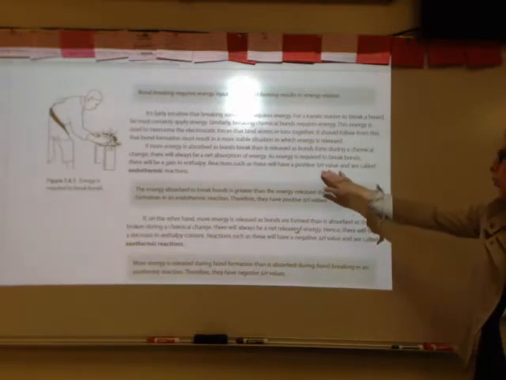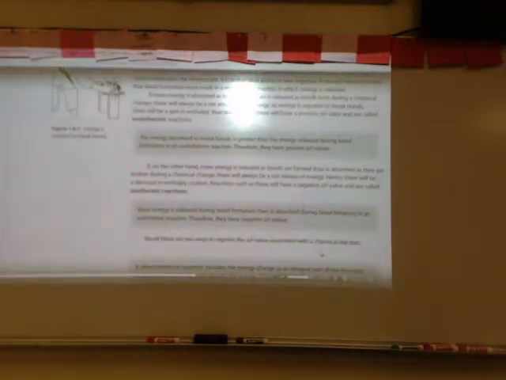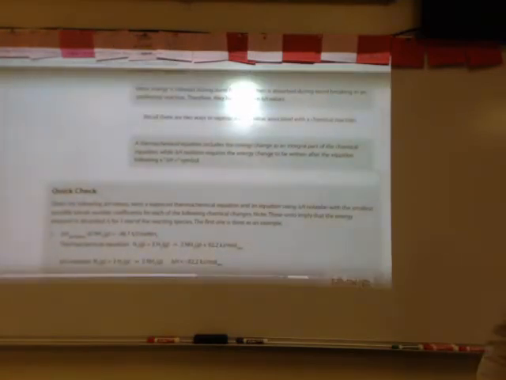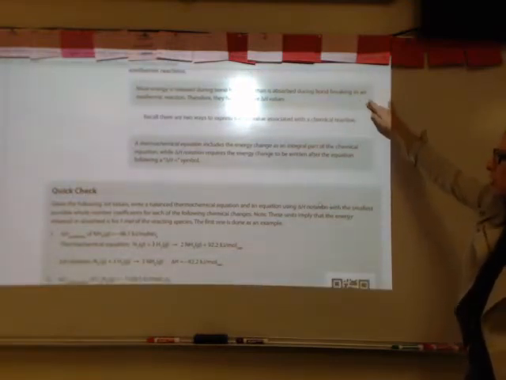So if more energy is absorbed as bonds break than is released as bonds are forming during a chemical change, you'd have a net absorption of energy, and that would be an endothermic process, and that's when your delta H will be positive. So when the energy absorbed to break bonds is greater than the energy released, we have an overall endothermic reaction. Your delta H would be positive. If more energy is released during bond formation than is absorbed during bond breaking, we have an exothermic reaction, and you're going to have a negative delta H value.